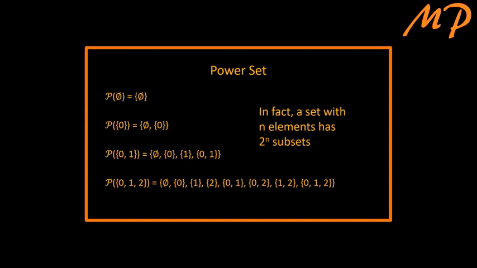The last time I made a video about sets, I said that a set with n elements has 2 to the power of n subsets, but why? Why does the cardinality of the power set of set S equal 2 to the power of the number of elements in that set? How can we prove such a statement?